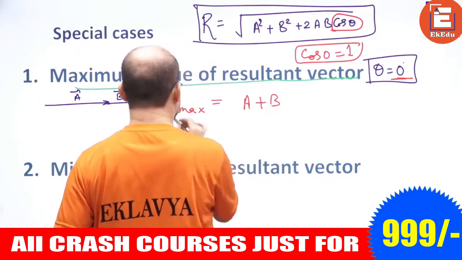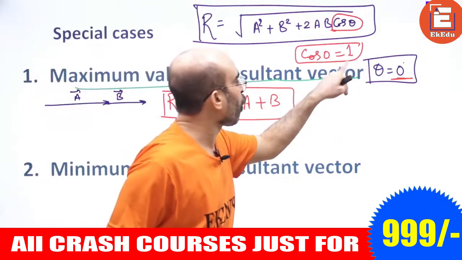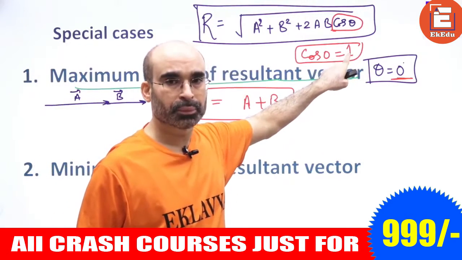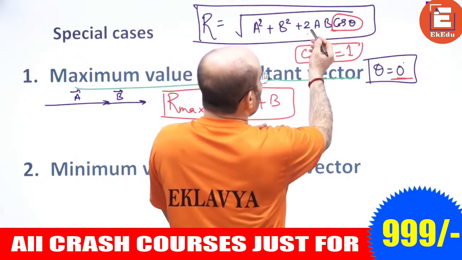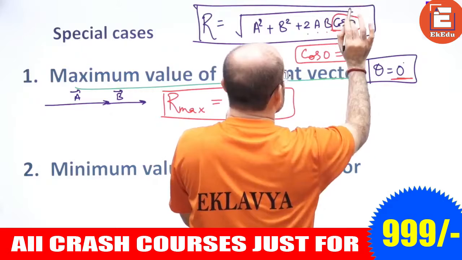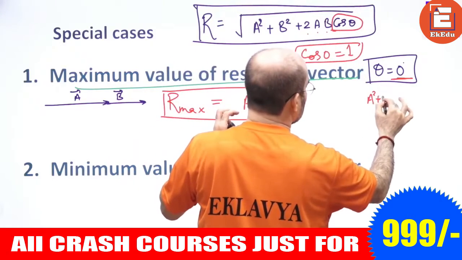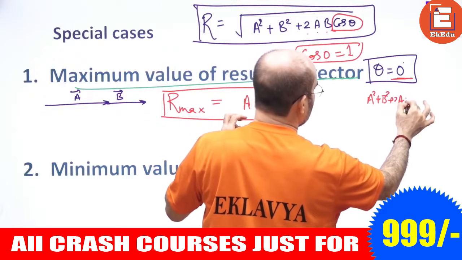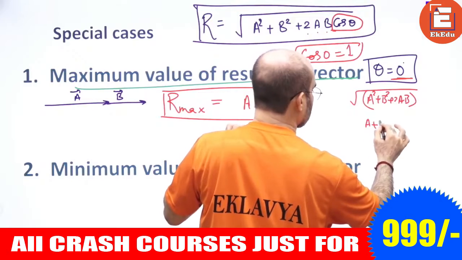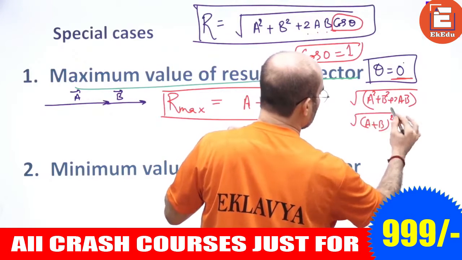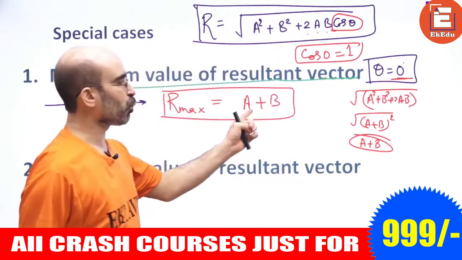Can you tell me why this is going to happen? It is going to happen because cos 0 is 1. It is very simple. So 2AB times 1, so square root of A square plus B square plus 2AB. This is going to be A plus B whole square, and the square root of this, ultimately you will get A plus B.